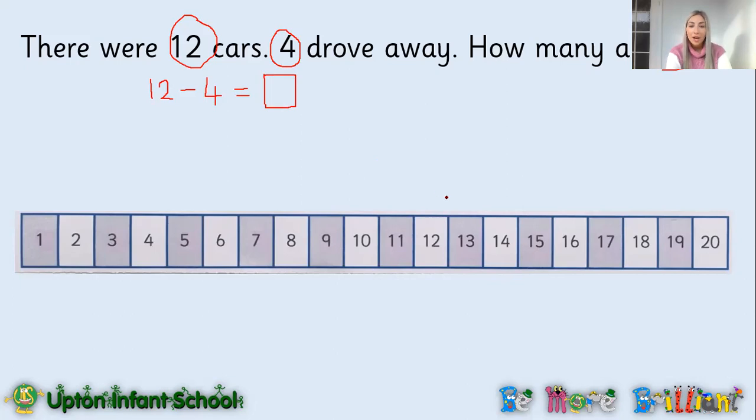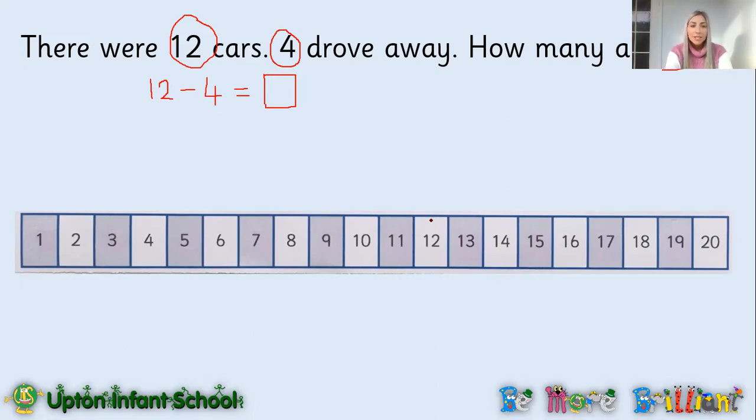Okay, so with my number track, I am going to start on 12 and I am going to take away 4. So am I going to go up the number line or am I going to go down the number line? Have a little think. So if I go up the number line, my numbers get bigger. If I go down my number line, they get smaller. When we subtract, do numbers get bigger or do they get smaller? They get smaller. So I'm going to go down my number line.